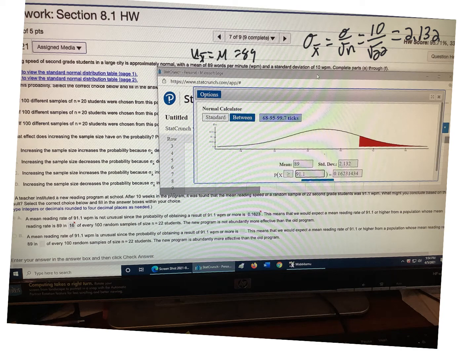I saw your question on the discussion board. The speed of some second graders is approximately normal, mean of 89, standard deviation of 10. Complete the following. So your question is about this part here.